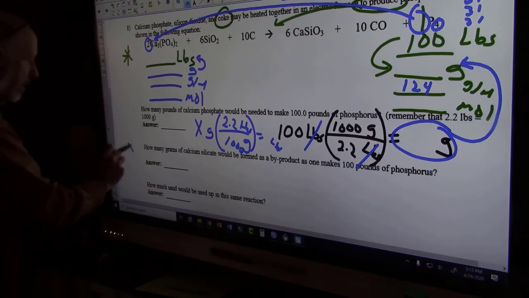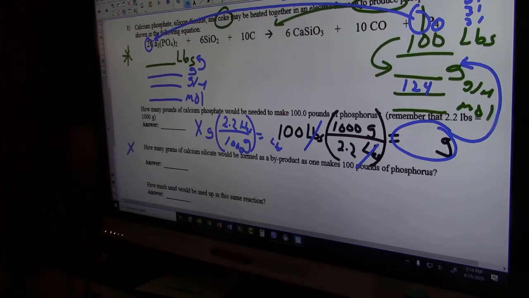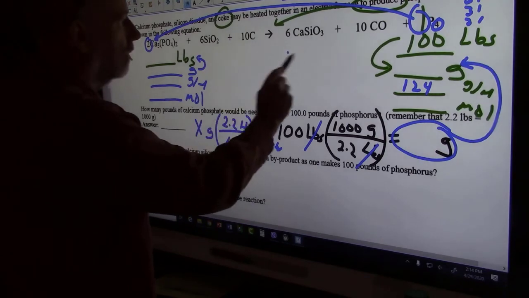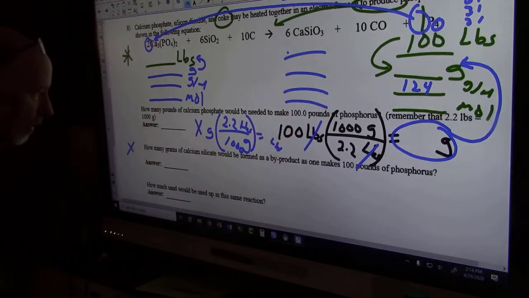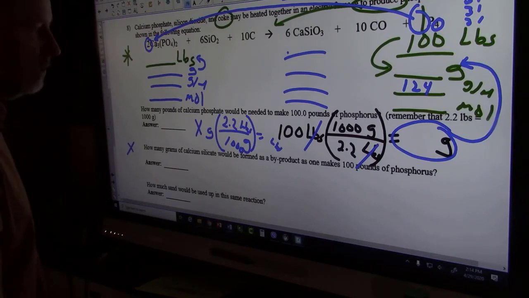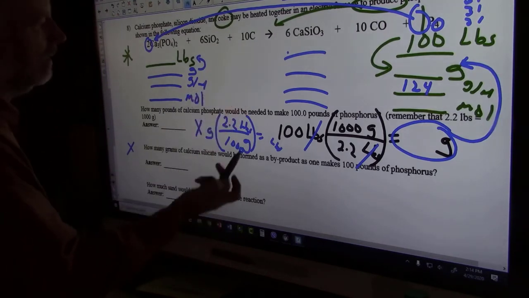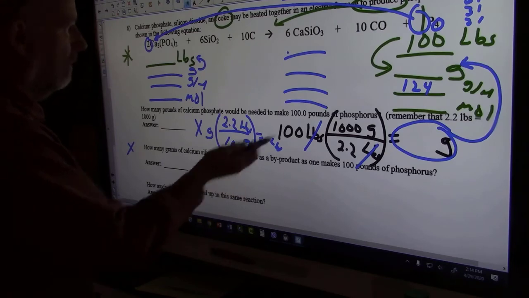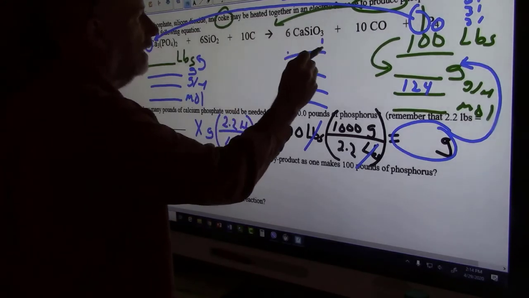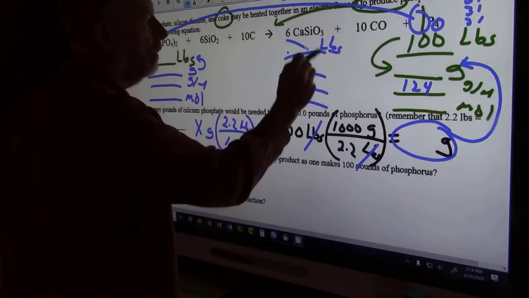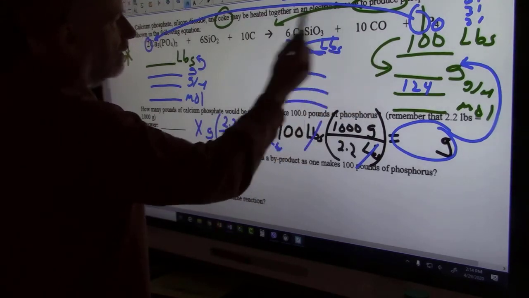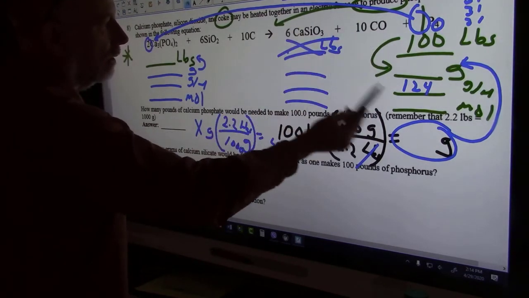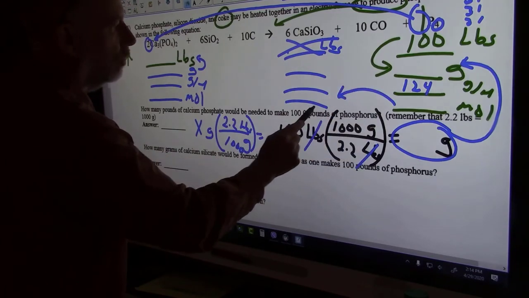Then you've got a problem down here. How many grams of calcium silicate? That's this one. How many grams of calcium silicate would be formed as a byproduct as you do this? All right, so basically it's saying how many grams. You don't have to switch this one to lbs. Just go to grams. So it's a 1 to 6 mole to mole ratio here.